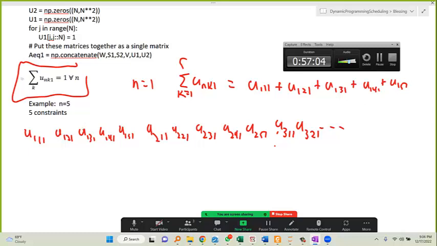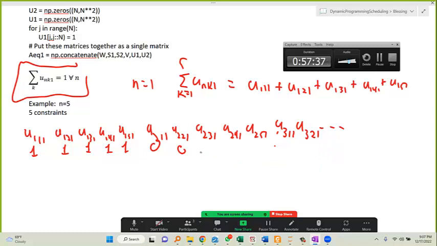Now where do the ones go here? There's one here, at U11. Where's the next one? The next one will be when n equals 2, then when n equals 3, when n equals 4, and when n equals 5. The others are 0. That's the difference.